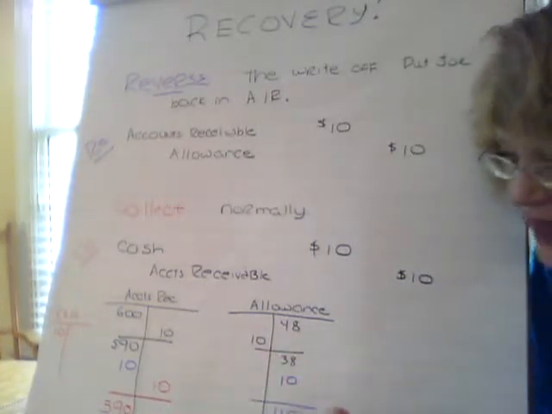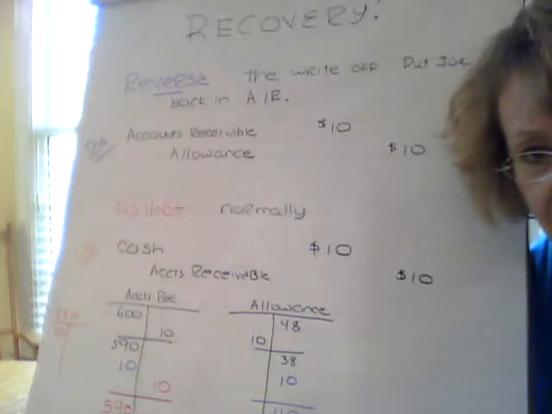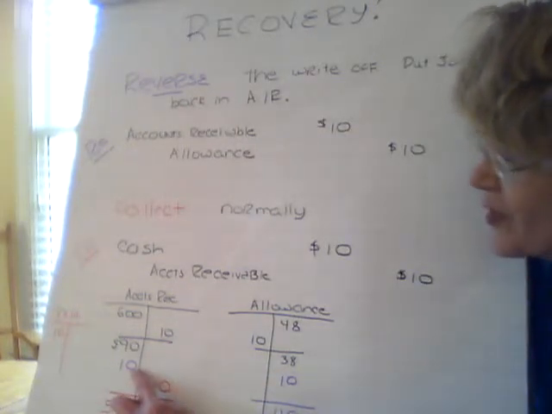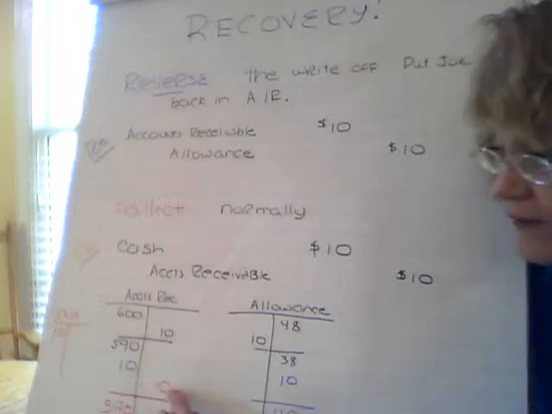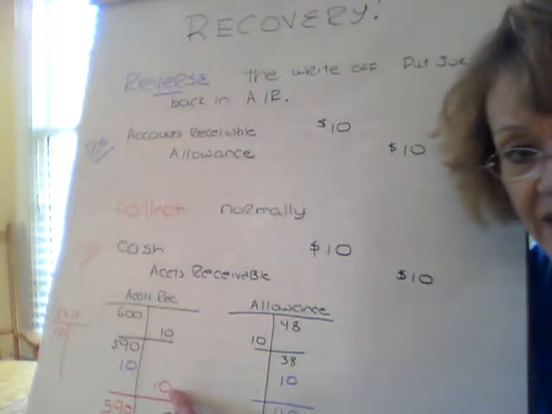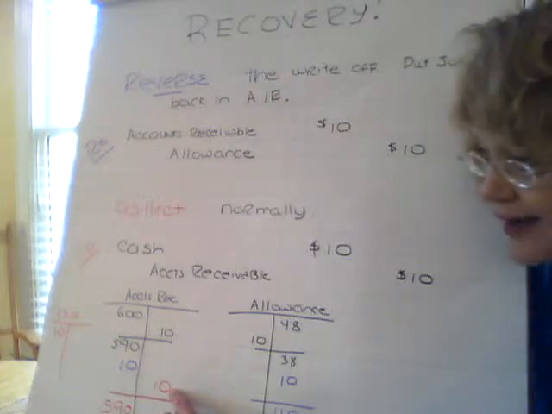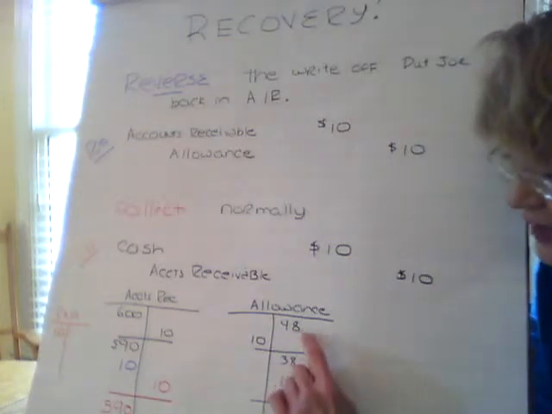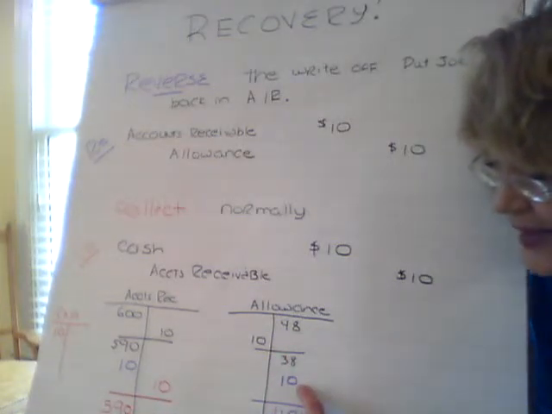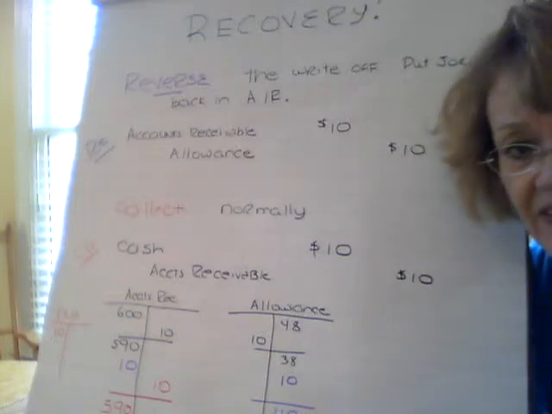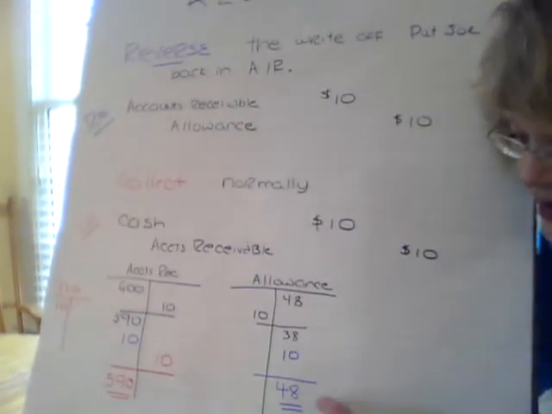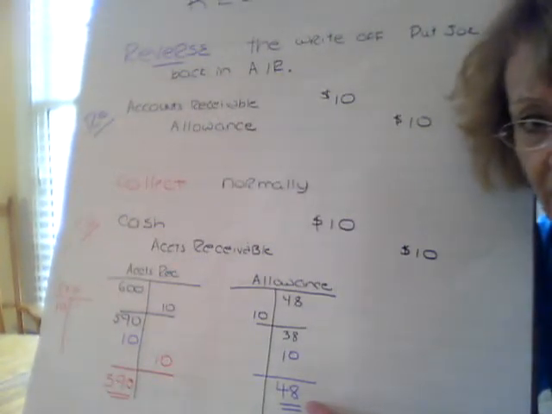So it looks like there's a lot of 10s going everywhere, don't they? But if you recall, the purple is the debit to recover. The 10 is the second 10. The credit is the credit to get rid of him. So I end up with my accounts receivable being the same as I had before, $590. And over here in the allowance, I have put the 10 back in there. So now I have 48 there, if you can see the 48 is there, for future people I have to write off.